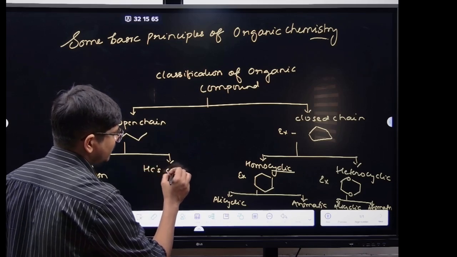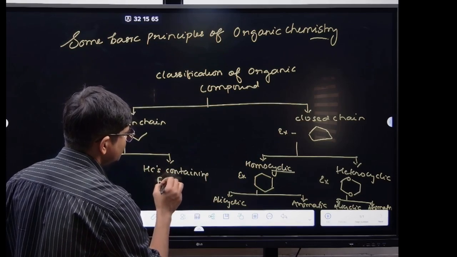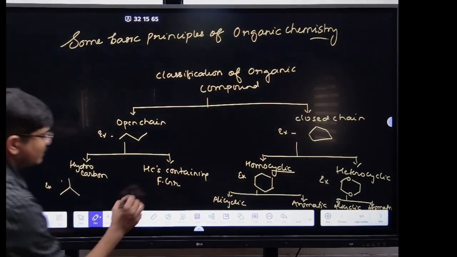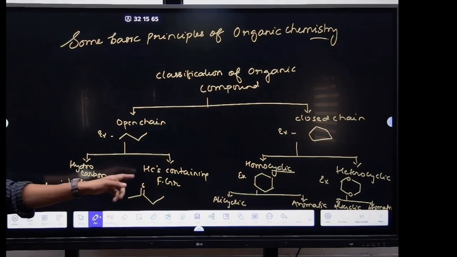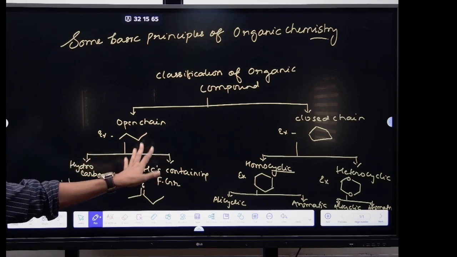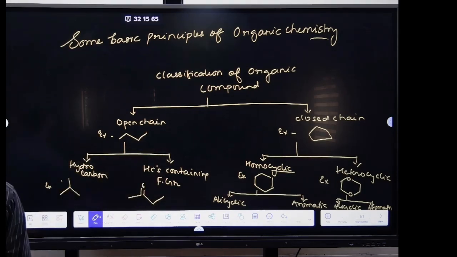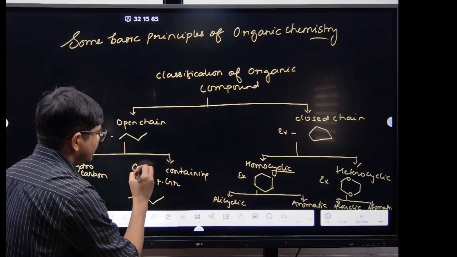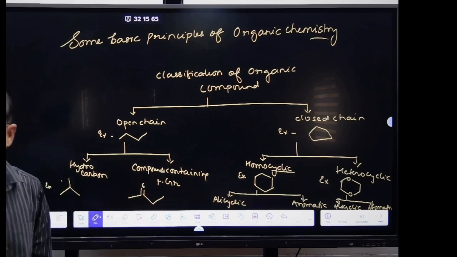Second example, hydrocarbons containing functional groups. Got it? For example, you have this double bond O. You see here, this is a hydrocarbon, but it is also containing the keto group. So it is a hydrocarbon containing a functional group. So, better you can write, compounds containing functional groups.